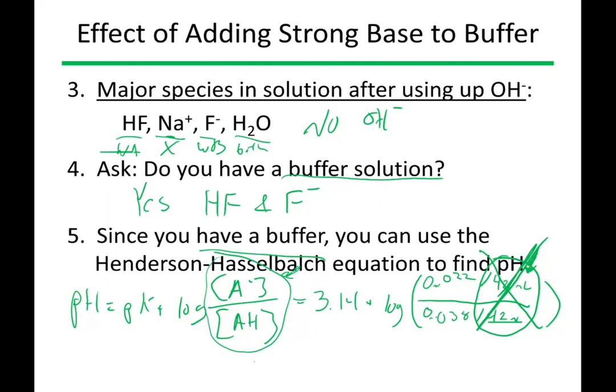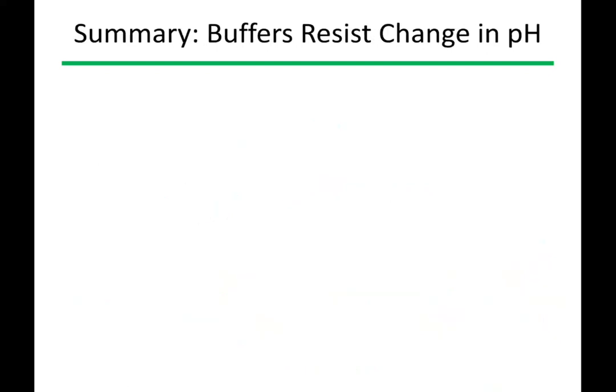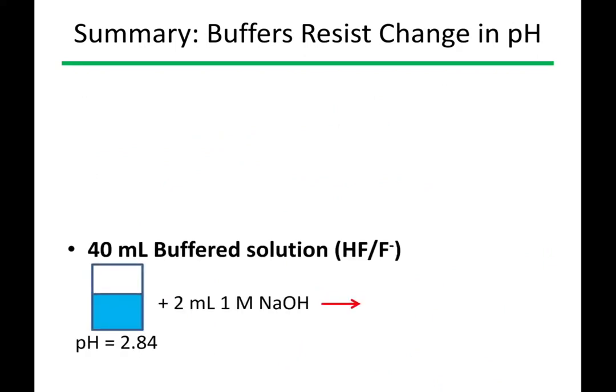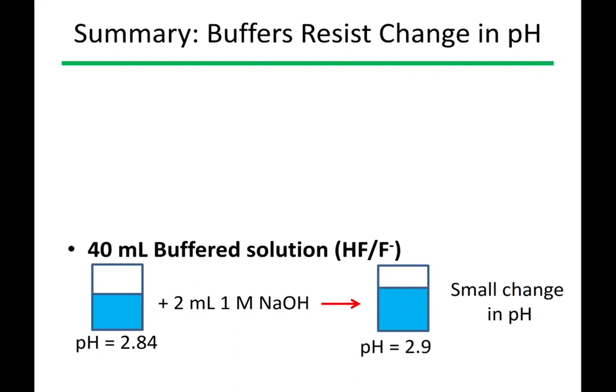So in this case, this gives us 3.14 minus 0.24, and that's equal to 2.9. So if we added a strong base to this HF solution, we changed the pH by 0.06 units. Let's take a look at this in comparison. So there's our buffered solution. We added 2 milliliters of base, and we get a small change in the pH.